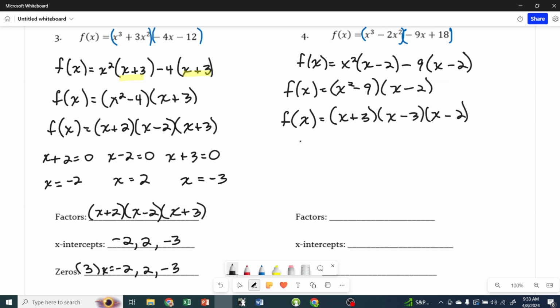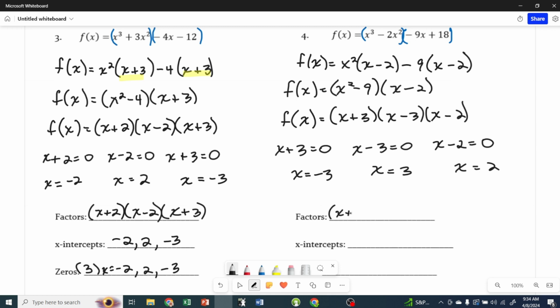Set all our factors equal to 0. X plus 3 equals 0. X minus 3 equals 0. X minus 2 equals 0. Okay. So now we'll set each one, right? X plus 3 equals 0. Subtract 3 from each side. X equals negative 3. Add 3 to each side. X equals positive 3. Add 2 to each side. X equals 2.